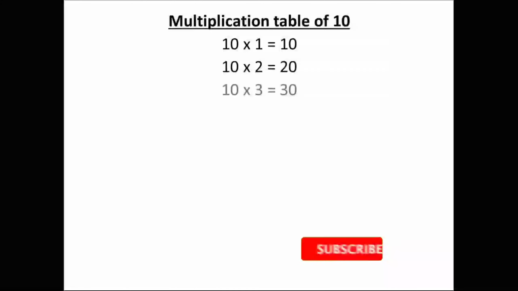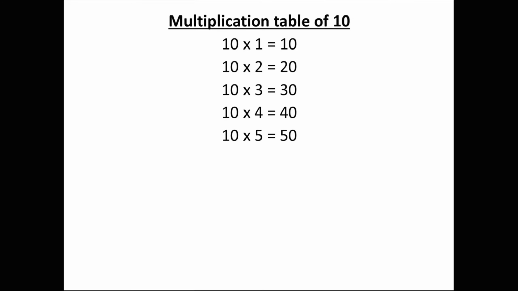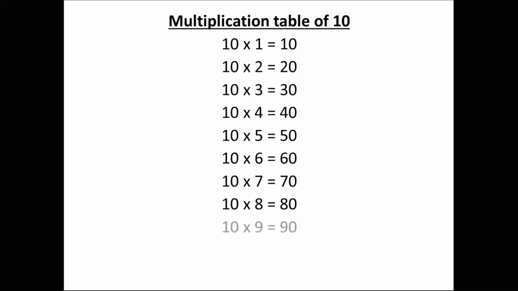Multiplication table of 10. 10 ones are 10. 10 twos are 20. 10 threes are 30. 10 fours are 40. 10 fives are 50. 10 sixes are 60. 10 sevens are 70. 10 eights are 80. 10 nines are 90. 10 tens are 100.